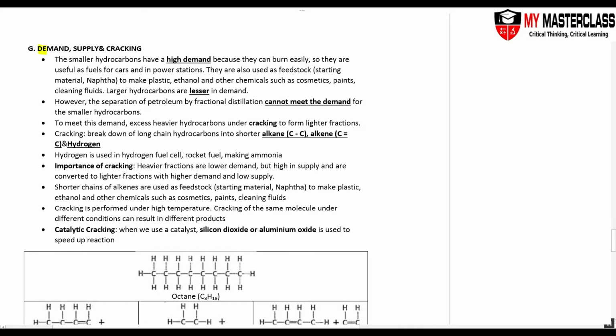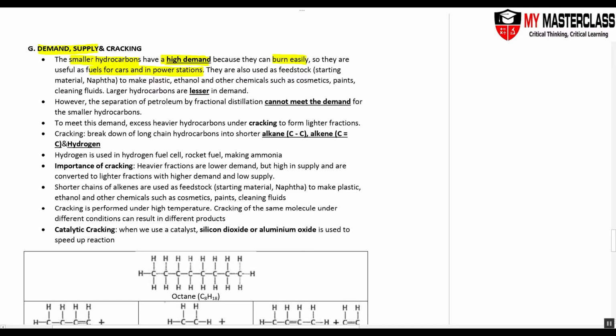Okay, so now we will look at the demand and the supply of the different fractions that come out of your petroleum during fractional distillation. Okay, so these smaller hydrocarbons, the shorter ones, are high in demand because they can burn easily. So remember, they have a lower percentage by mass of carbon, so it's easier to burn. So they are high in demand, easier to burn. We burn it in cars and petrol stations, and in power stations to produce electricity.